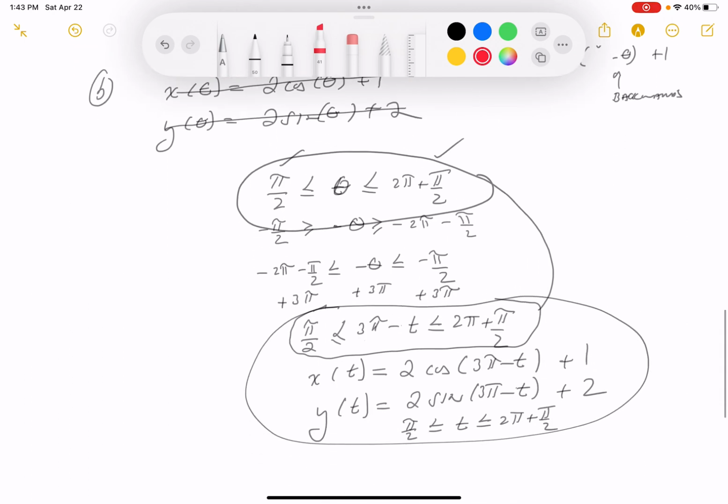Let's do the next one. Let's look at B. Let's see if they wrote this down. I'm looking for this over here. Did I write that down? 2 cosine 3 pi minus t plus 1. And this one over here, 3 pi. Yeah, I got that. And the time interval is identically the same. All right? Thank you.